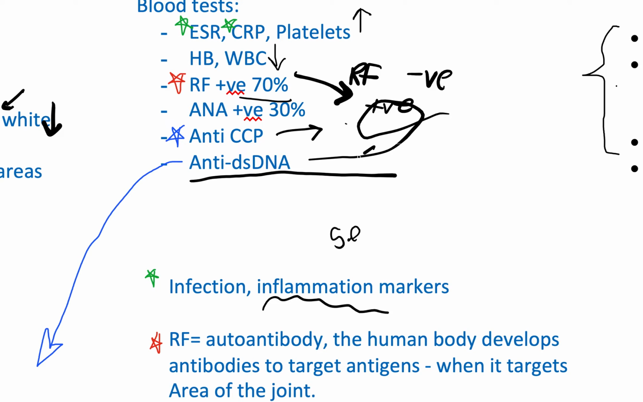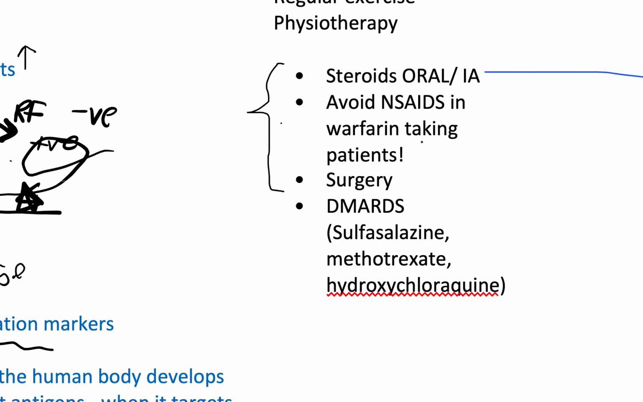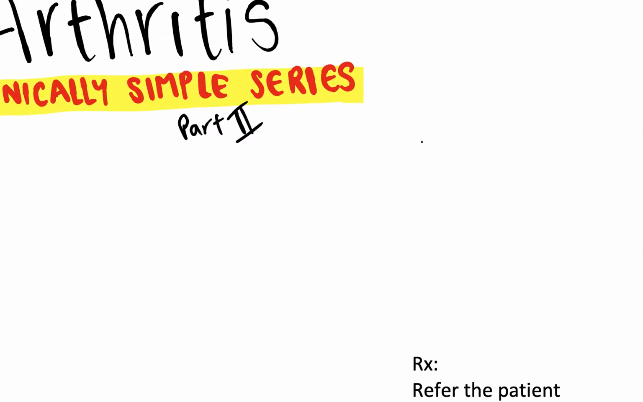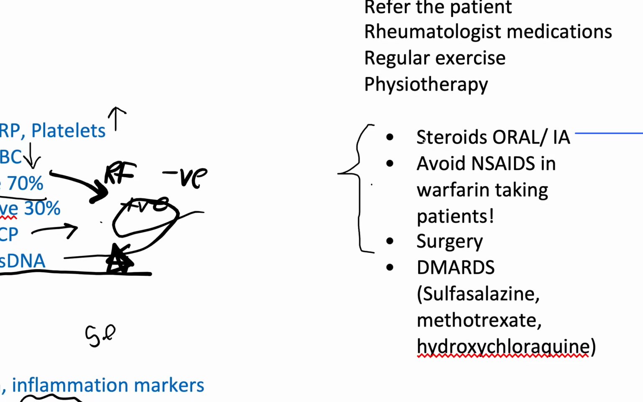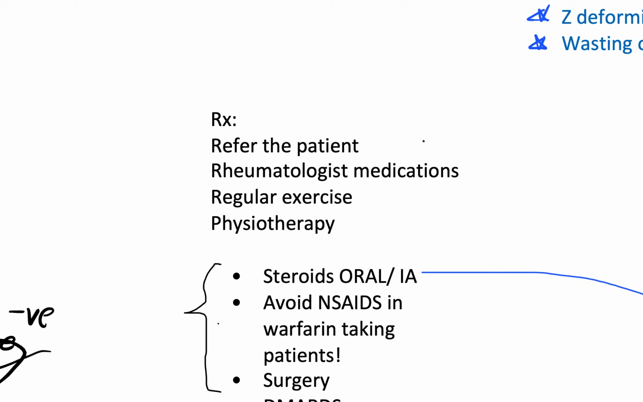This is most specific for rheumatoid arthritis. Now, let's move on and go to treatment. Okay, treatment. Now, is there anything else here? No. So you are giving the patient suggestions for physical exercise and physiotherapy, but in the case of rheumatoid arthritis suspicion, you will then refer the patient to a rheumatologist so they can administer the medications.